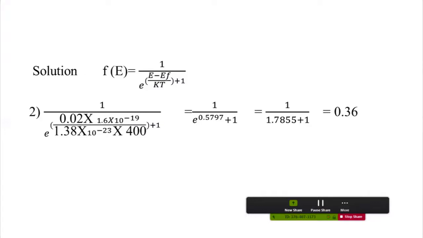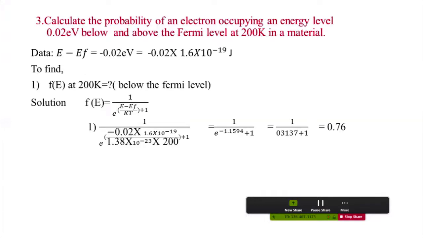Now, the next problem is: calculate the probability of an electron occupying an energy level 0.02 electron volt below and above the Fermi level at 200 Kelvin in a material. Now, in this problem, you need to remember one thing here.